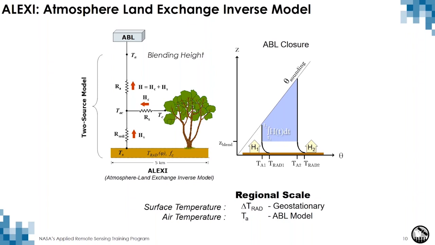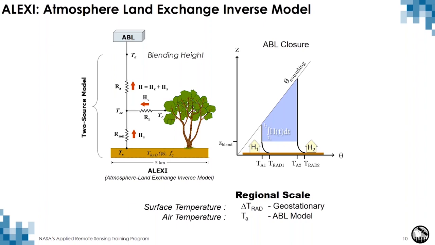Those are coupled with the atmosphere above them, and the exchange between those two components in the atmosphere. That blending height you see there, think of it as an interface between the atmosphere and the land surface. To estimate these fluxes correctly, you need to know the temperature at that blending height. Unfortunately, we don't have a way to directly measure that height.